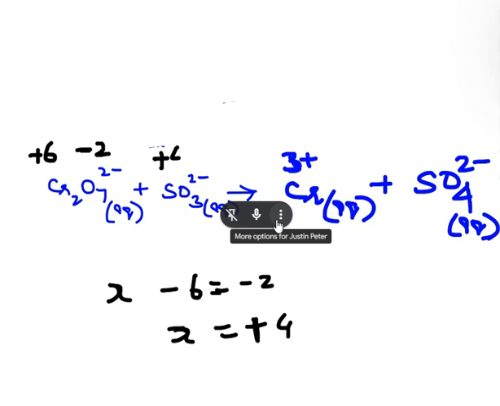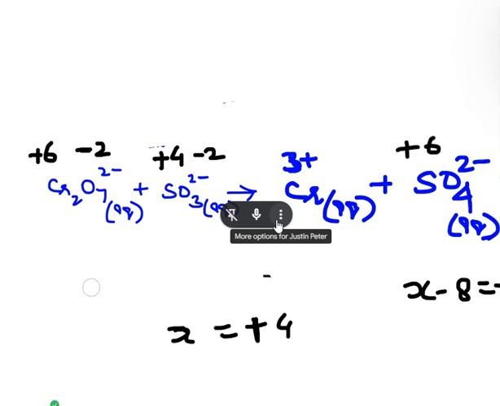Oxygen is going to have a negative 2 as usual. Chromium already has plus 3. Sulfur in this case, sulfate, what will be the thing? Plus 6. x minus 8 is equal to minus 2, x is equal to plus 6. Is this clear?